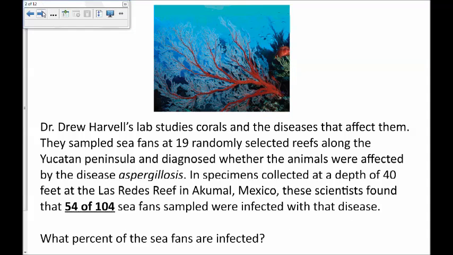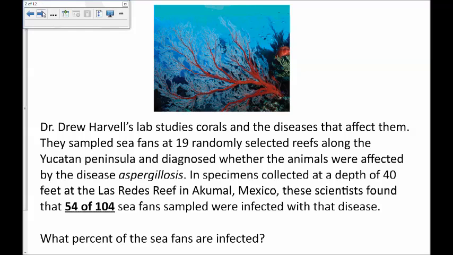First, I want to start this off with a context. There are some coral reefs that are infected with a disease. And this doctor, Dr. Drew Harvell, and his team want to understand how pervasive this disease is. How many of the sea fans are infected with the disease?